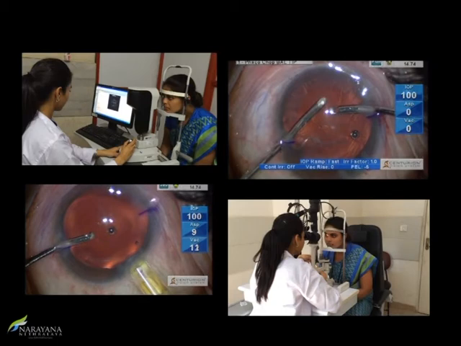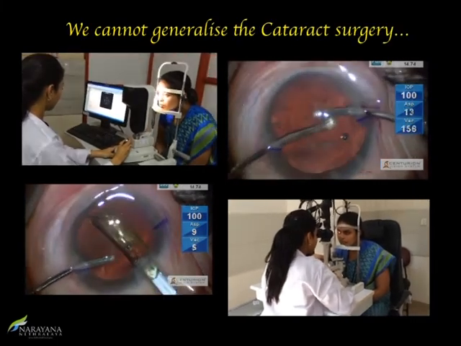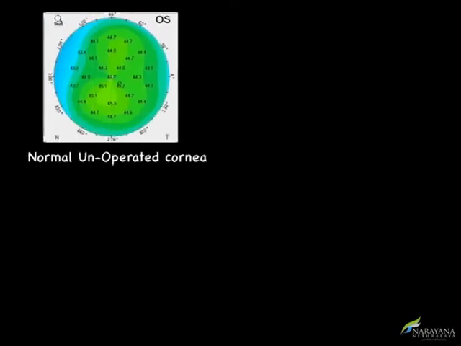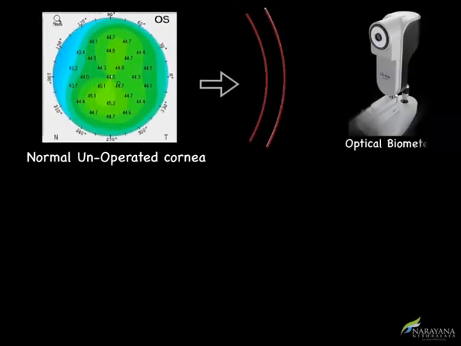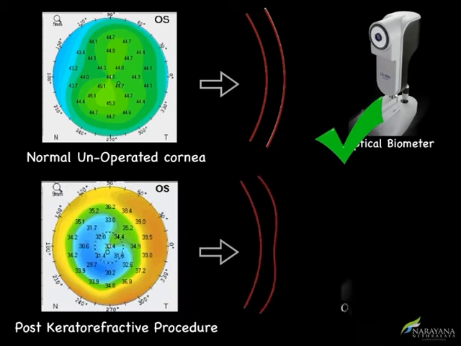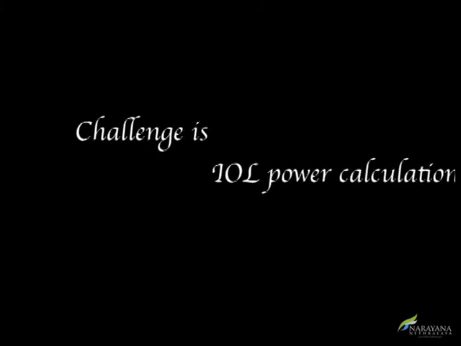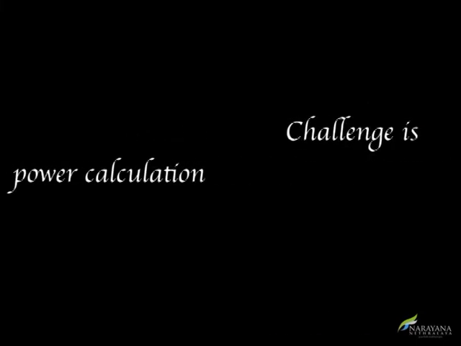In patients post-keratorefractive procedure, we cannot generalize the cataract surgery because unlike normal unoperated corneas where the ratio between the anterior and posterior corneal plane is maintained, in such complex corneas, the ratio is disturbed, leading to technical challenges in calculating the IOL power. The most important challenge is how do we calculate the IOL power?